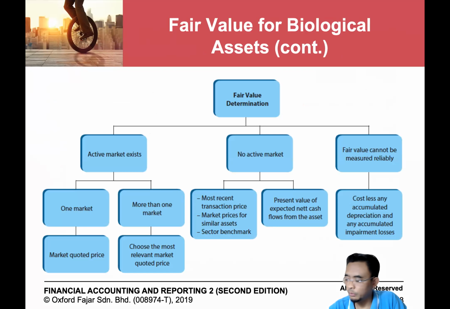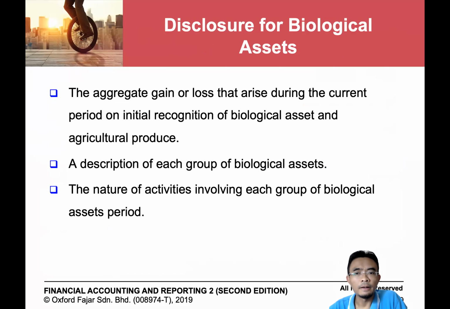So we have looked at the fair value measurement. Okay, disclosure, the last part. For disclosure, for biological asset, the aggregate gain or loss that arises during the current period on initial recognition of biological asset and agricultural produce. Okay, so this is what we need to disclose in our financial statement lah.